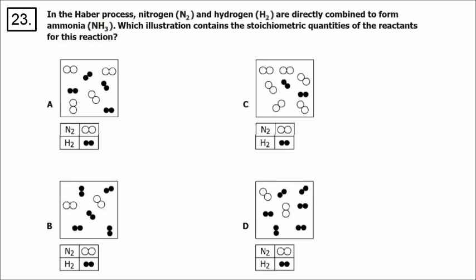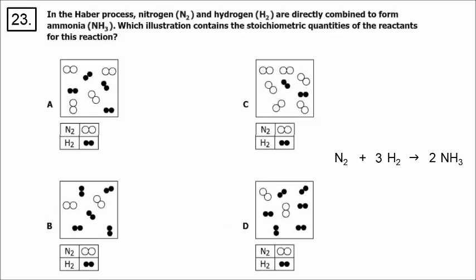In number 23, we don't have a balanced chemical equation, so we're going to have to write one. It says that nitrogen, N2, and hydrogen, H2, are combined to form ammonia, NH3. So here is the unbalanced chemical equation. When we balance the hydrogens, we'll have to put a 3 in front of the H2 to make 6, a 2 in front of the NH3 to make 6, and that balances the nitrogens as well.